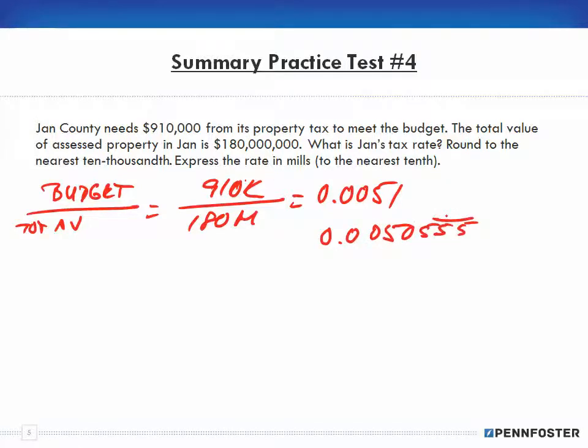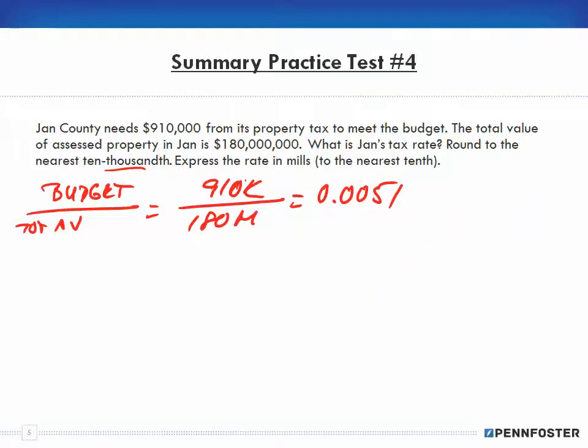You should end up with the number 0.0050555. This is a repeating number. And then, like it said, round to the nearest 10,000. So this is tens, hundreds, thousands, ten thousands. The 5 we round up, so we end up with 0.0051. Okay, so that's how that works.